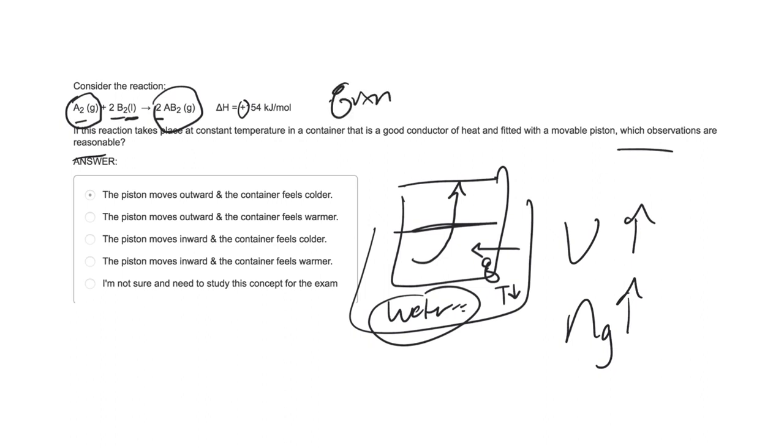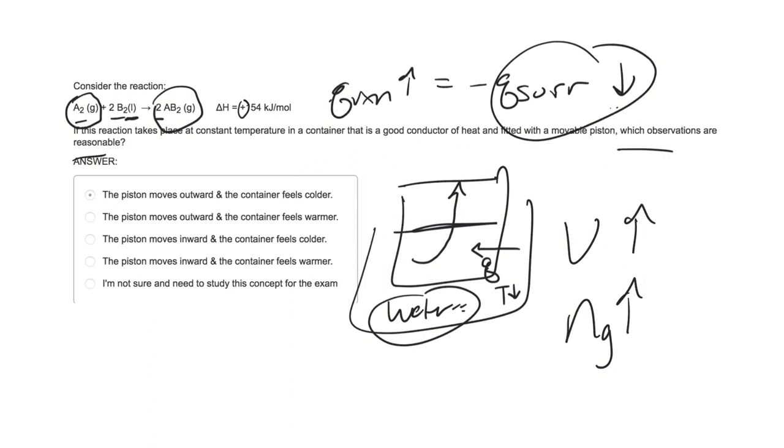So the Q of the reaction is positive, and the Q of the surroundings is negative. So the surroundings heat is dropping. The water is the surroundings. And so the surroundings should feel like they are decreasing in temperature. So the piston moves outward and the container feels cold.